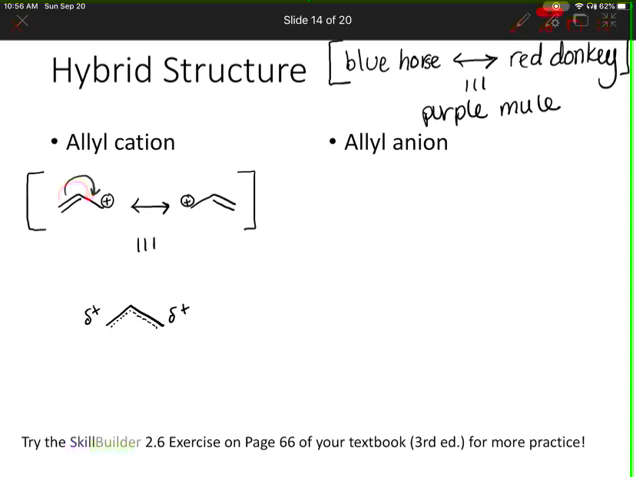Okay, so now let's look at the allyl anion. So this looks similar to the allyl cation, except we have a lone pair of electrons on the carbon on the right, so that is negatively charged. So how can we move electrons around to give us the resonance structure?